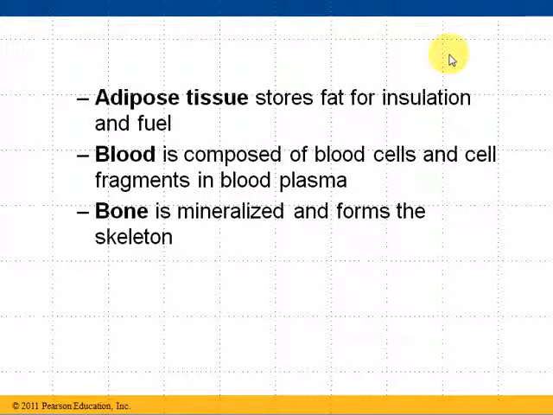And then this sounds a little bit odd, but we also consider blood to be a type of connective tissue. It's composed of blood cells and cell fragments in a liquid called blood plasma. And then bone is actually a type of connective tissue. It's mineralized connective tissue. So bone and cartilage are kind of similar, but cartilage is soft material and bone is mineralized. It has become hard because of the various minerals like calcium and magnesium that are inside of it.